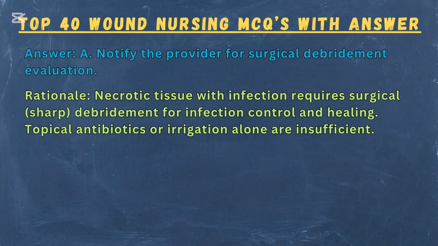Answer: A. Notify the provider for surgical debridement evaluation. Rationale: necrotic tissue with infection requires surgical sharp debridement for infection control and healing. Topical antibiotics or irrigation alone are insufficient.